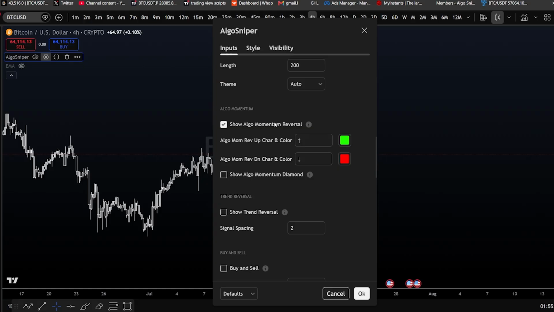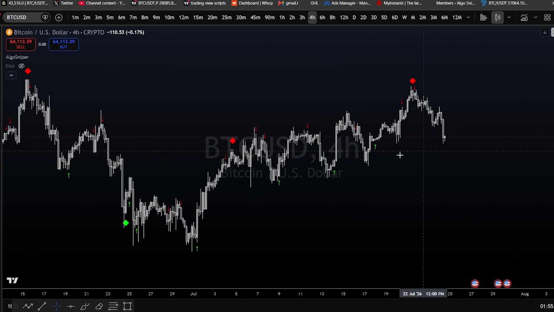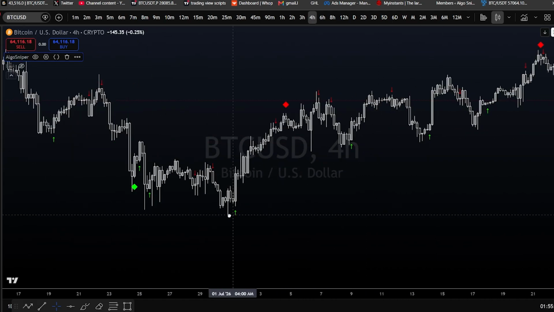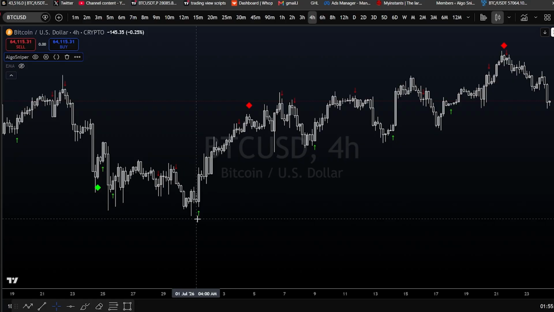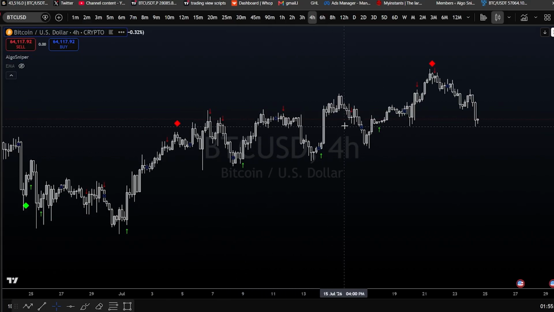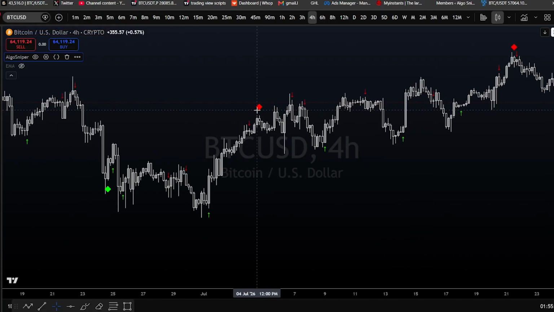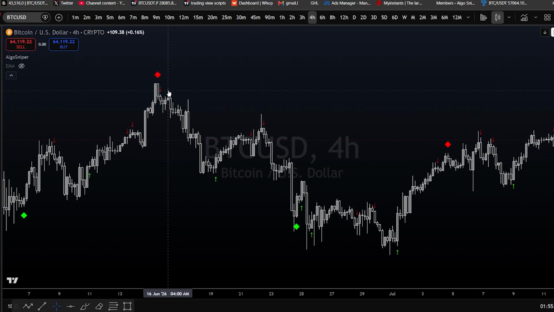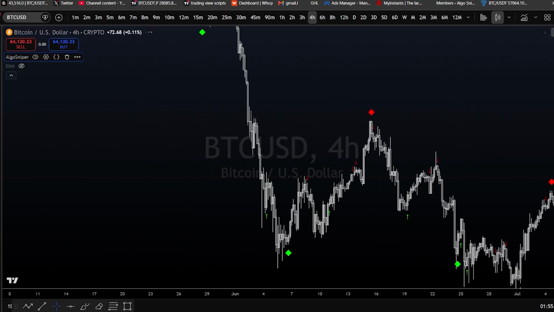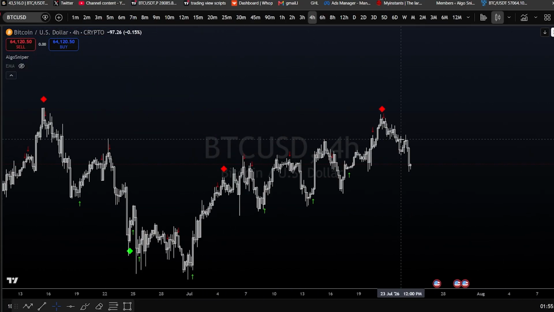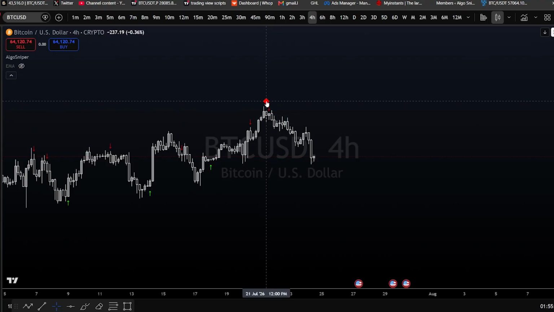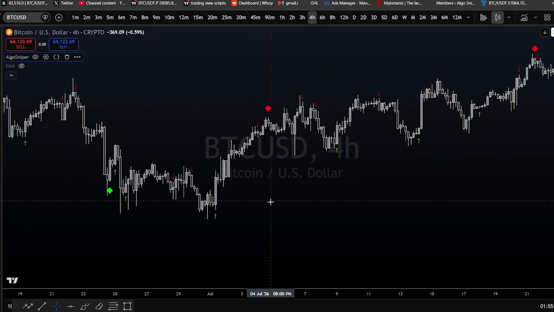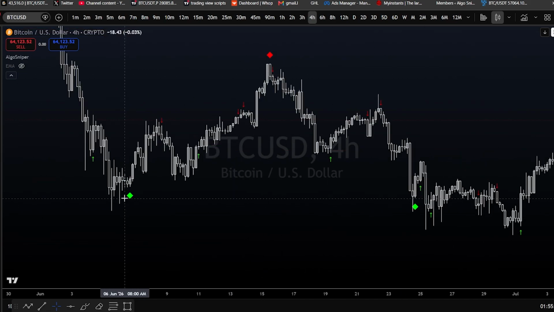Now we have AlgoSniper Momentum Reversal, and we have AlgoSniper Momentum Diamonds. These indicators, when you see these momentum reversals, show through a particular custom indicator when momentum is shifting. You can see momentum begins to shift down, momentum is shifting up. And the diamonds are like momentum rejections. You can see these mark a lot of tops and bottoms. When they appear, it doesn't matter the time frame, it works on all time frames. This marks the top there, this marks the bottom there, this marks the top here, this marks the bottom there.